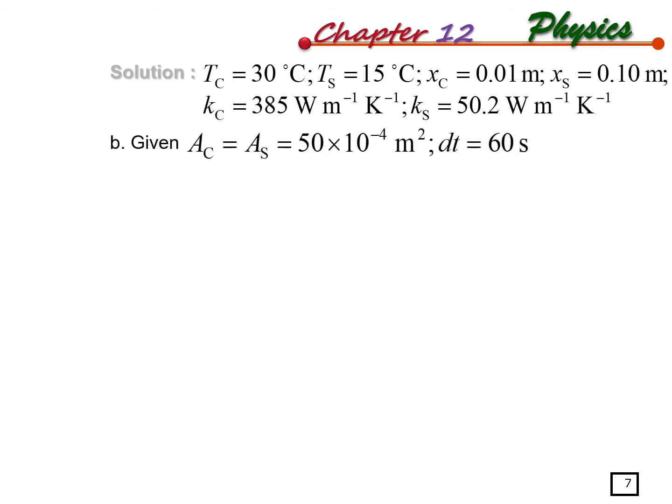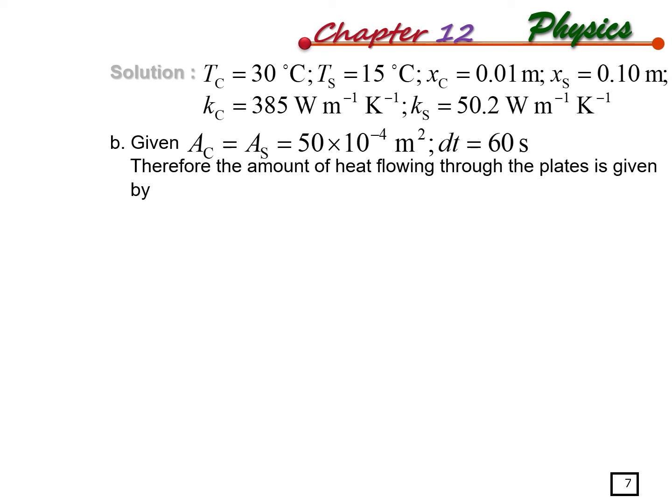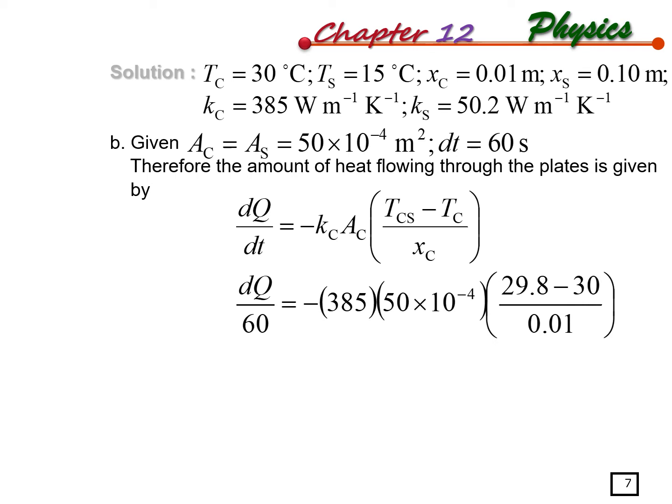Further, the cross-sectional area is given as equal, and the amount of time is given as 60 seconds. Therefore the amount of heat flowing through the plate, we can determine by substituting values into the rate of heat flow, dQ over dt. Replacing all the values, since dt is 60 seconds, we can determine the value of Q, which will be 2310 joules.